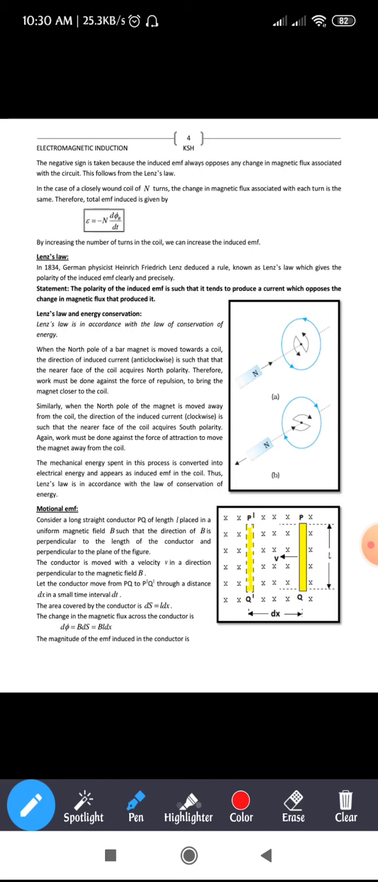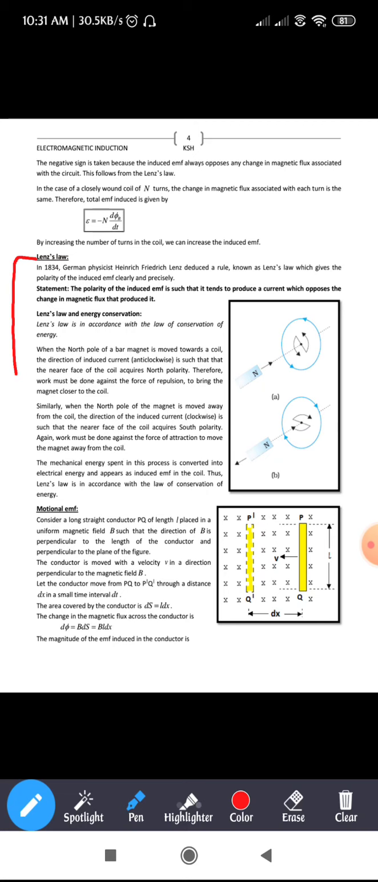Let us see what this Lenz's law is first of all. In 1834, German physicist Heinrich Friedrich Lenz deduced a rule known as Lenz's law, which gives the polarity of the induced EMF clearly and precisely. Till now we studied that whenever there is a change in magnetic flux linked with the coil, there will be an induced EMF, right? But we didn't go through the direction of that induced EMF.